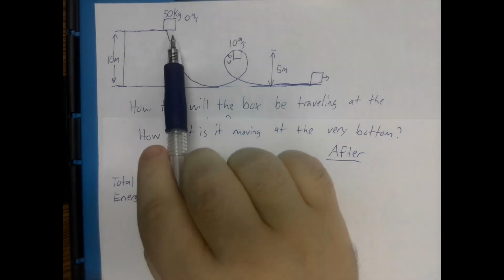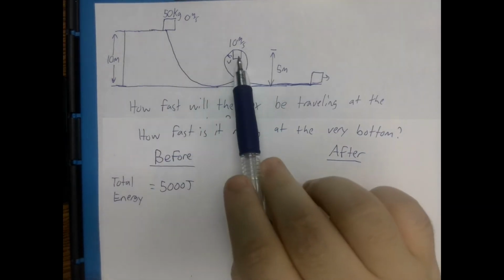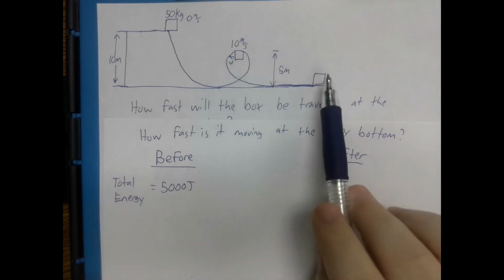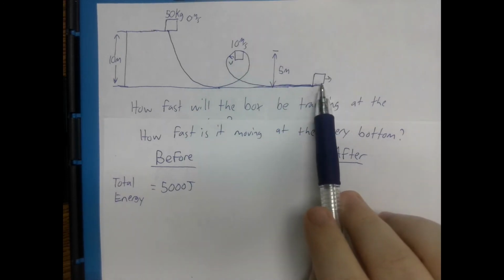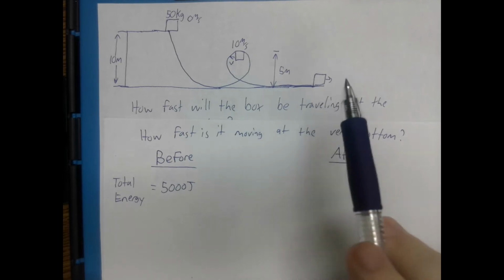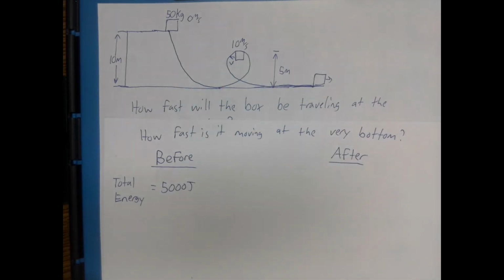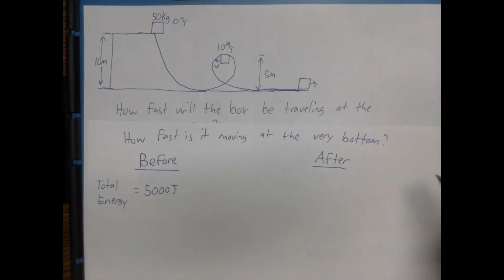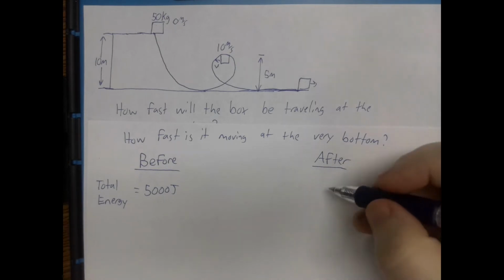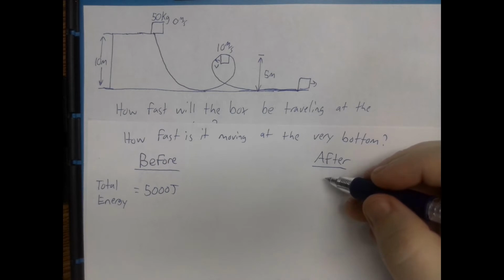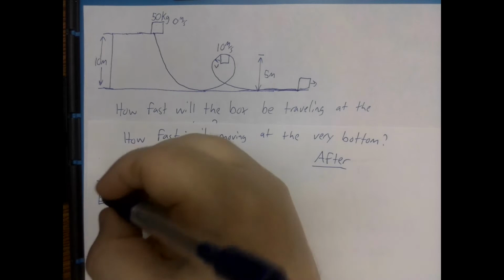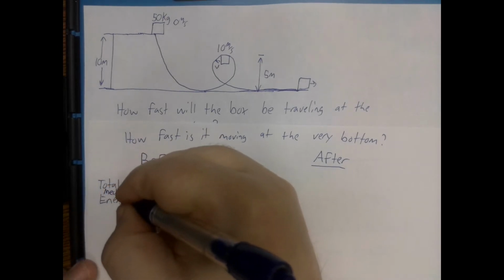The total energy right here is 5,000. The total energy right here is 5,000. And the total energy right here is going to be 5,000. Total energy does not change over time, as long as we ignore friction. Total mechanical energy doesn't change over time if we ignore friction. Actually, write that. This is supposed to be mechanical.